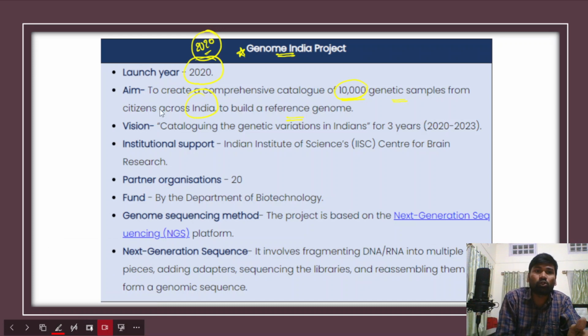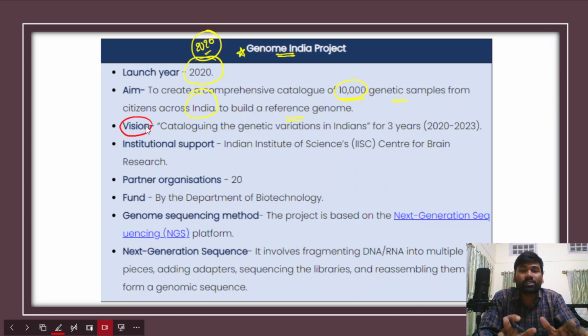However, this particular Genome India project also has a vision, right? The vision of this project is cataloging genetic variations in Indians for 3 years, so 2020 to 2023. Okay, so it would catalog the genetic variations among Indians over the period of 3 years. So this is the vision of this particular program.